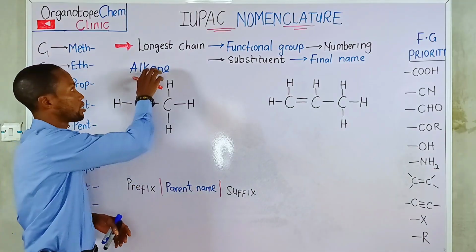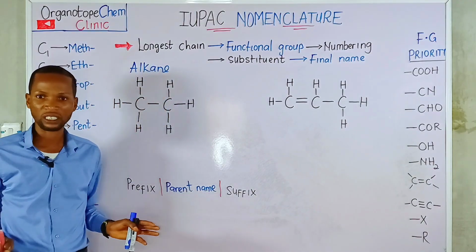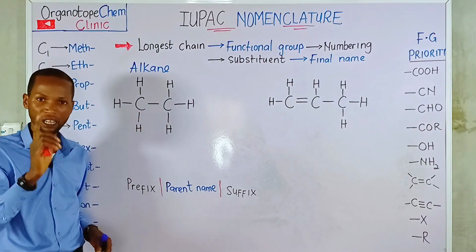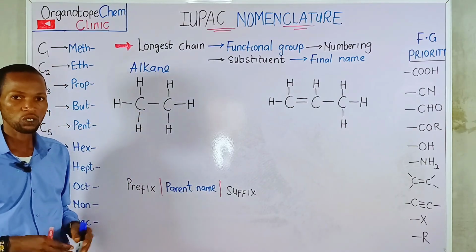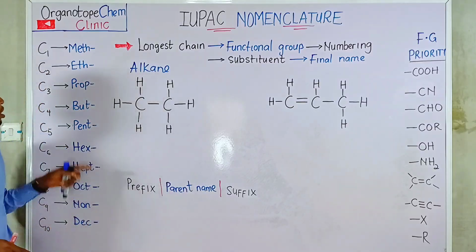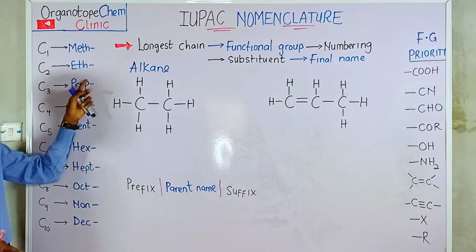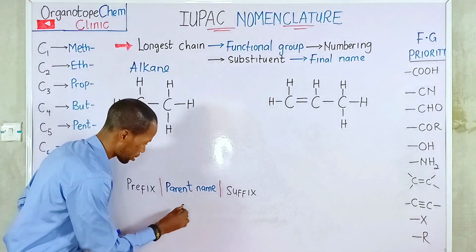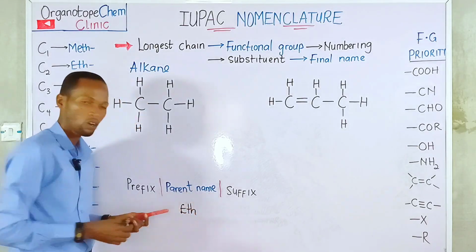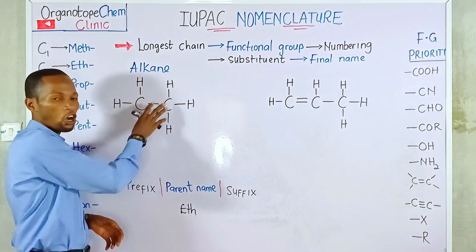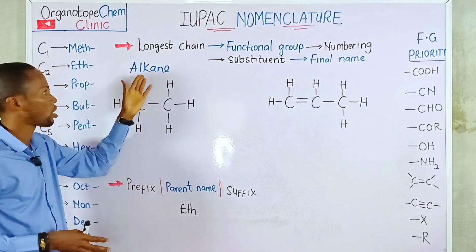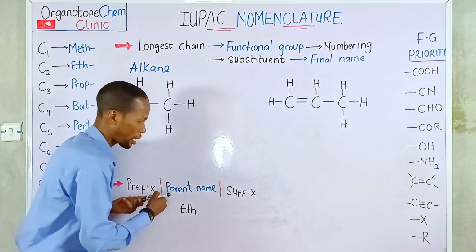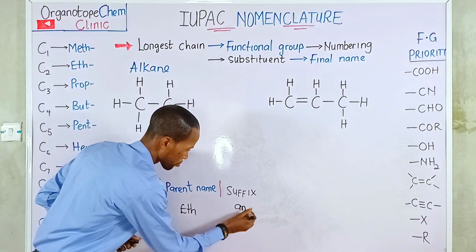Can we identify the number of carbons in the longest continuous chain? We have 1, 2 carbons in the longest continuous carbon chain. So when we have 2 carbon atoms, it is called what? Eth. Okay, so we have this as eth. Since we can observe a single bond all through the molecule, it belongs to what? The alkane family, right? So it has the suffix "ane".